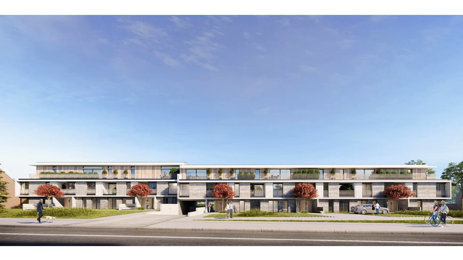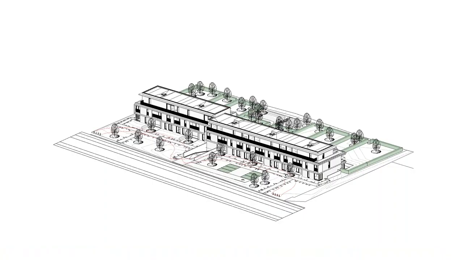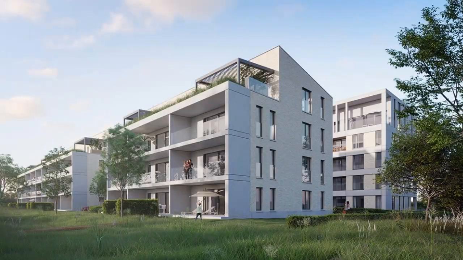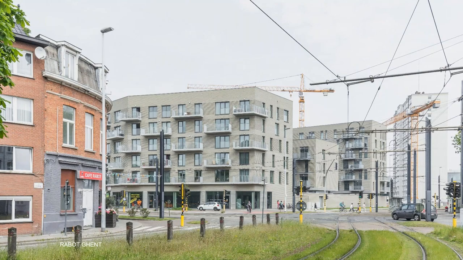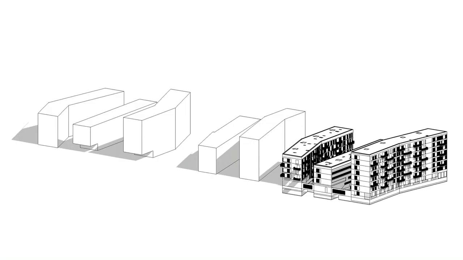Another residential housing complex. This is Rabotsite in Ghent, a social housing complex. The project started several years ago, but for the last phase in this project, we work with BIM. You see it here on the right side.